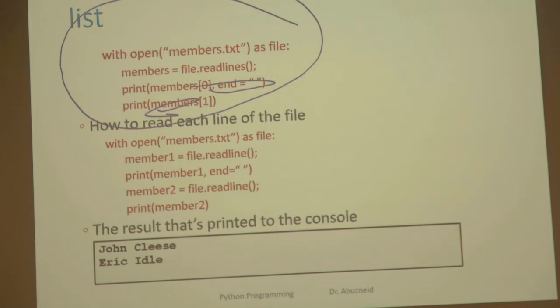How do you read one line of the file? The same thing. I open the file, then for member 1, for example, the first line, I call read line to read the first line. I call it again to read the second line. The third time, the third line, and so forth in the program.